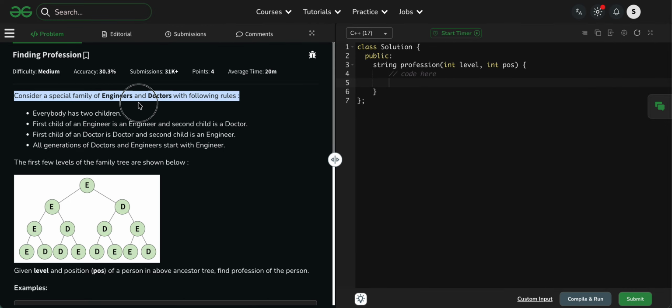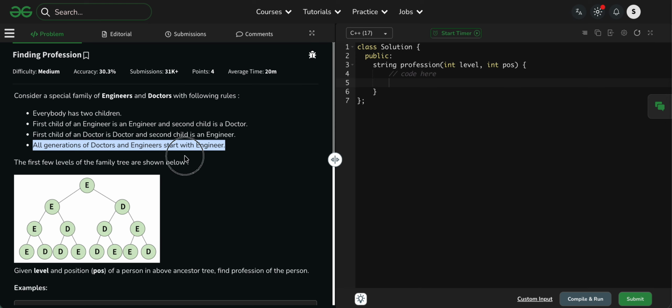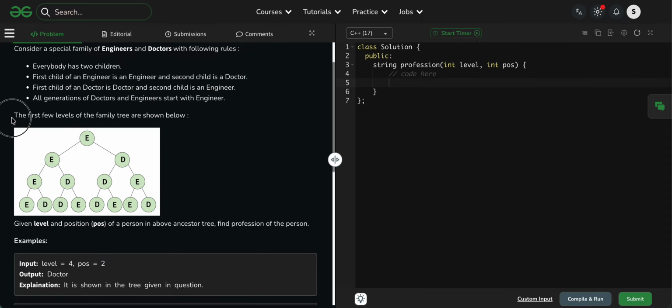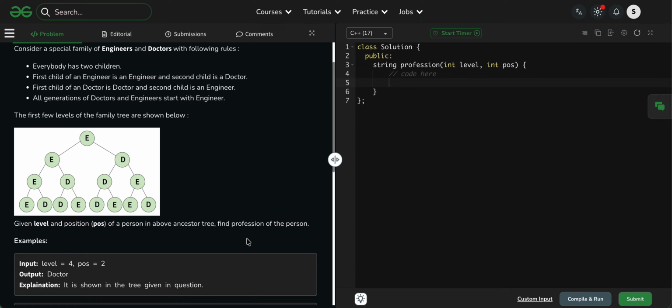Consider a special family of engineers and doctors with the following rules. Everybody has two children. The first child of an engineer is an engineer, and the second child of an engineer is a doctor. The first child of a doctor is a doctor, and the second child of a doctor is an engineer. All generations of doctors and engineers start with an engineer. So we are given the level order, the level and position, and with the ancestor tree we have to find the profession of the person.